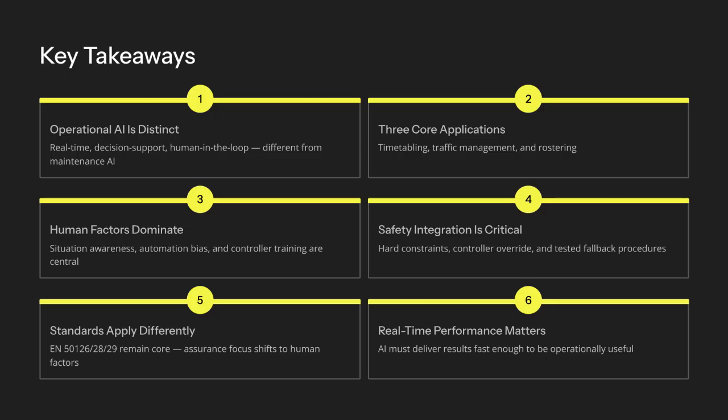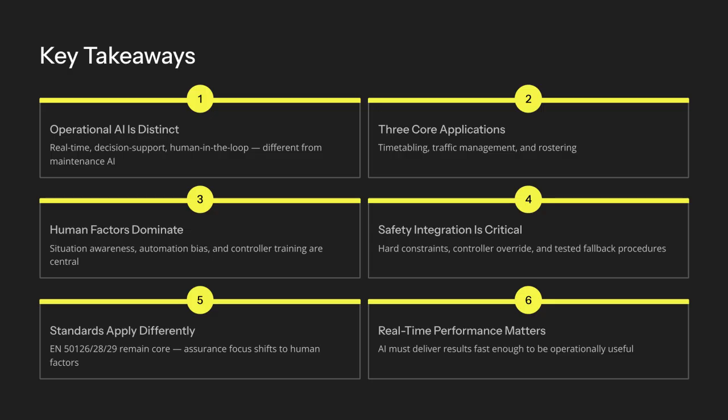Fourth, safety integration is essential, and here I want to be precise about what essential means. Hard safety constraints: never route two trains to the same platform, never recommend a movement the interlocking cannot authorize. These are not soft objectives, they are not trade offs, they are boundaries the system does not cross. Controller authority to override must always exist. Fallback to manual operation must always be viable. These are not design options, they are design requirements.